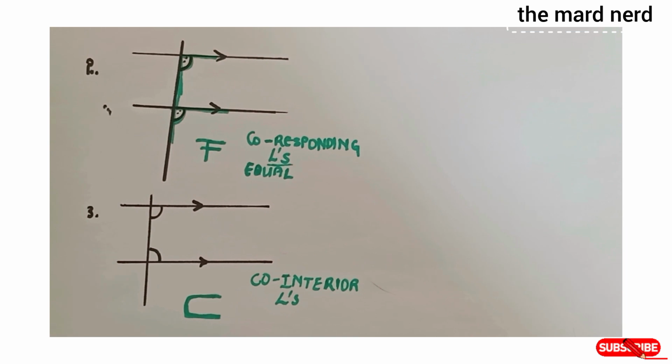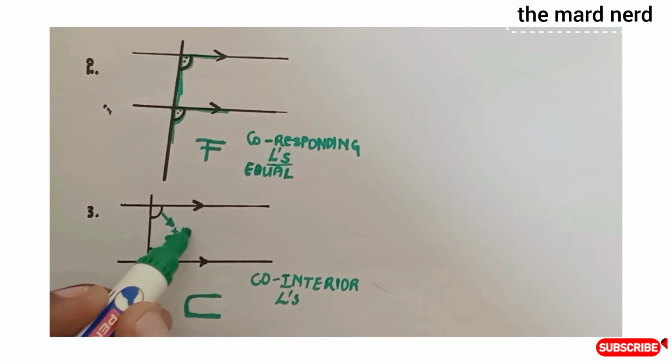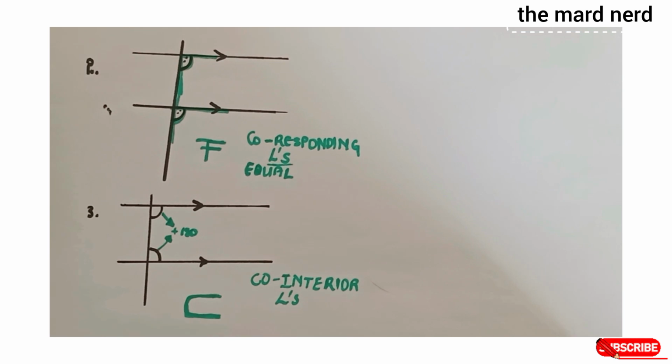So what do I mean by supplementary to each other? It's just that this angle and this angle, when they are added to each other, produce 180. So they add up to 180. That's why we say they are supplementary to each other. They are not equal, but they are supplementary, meaning they add up to 180. That's why we have a C shape there.